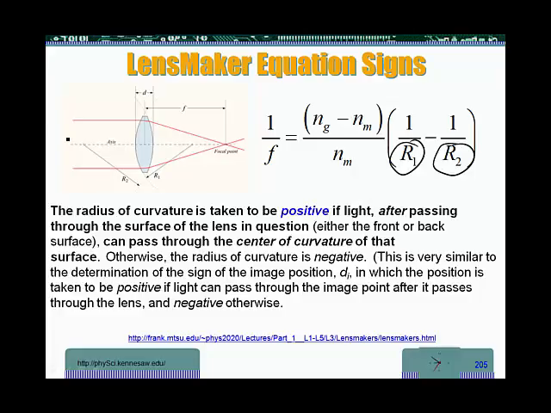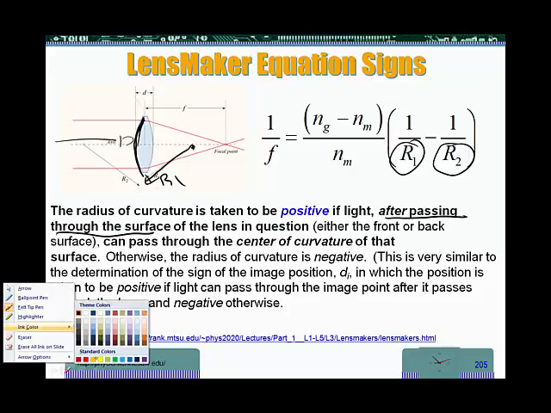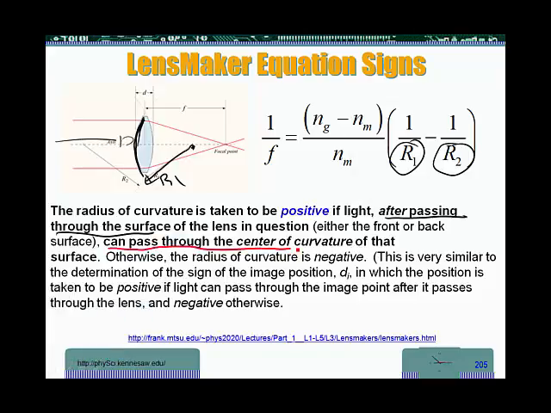What does that mean? Okay, for example, I have light coming in here. As the light comes in here, it's going to meet this surface. Now, what's the radius of curvature of that surface? This is the center for that surface. R1 is the radius of curvature. Now, what they say is, if light, after passing through the surface, so now after passing this surface, can pass through the center of curvature. I'm using a different color since it's important. Now, light having passed here, can it pass through that radius? In this case, yes. If it does, then R1 is positive. If it does not, then R1 is negative.